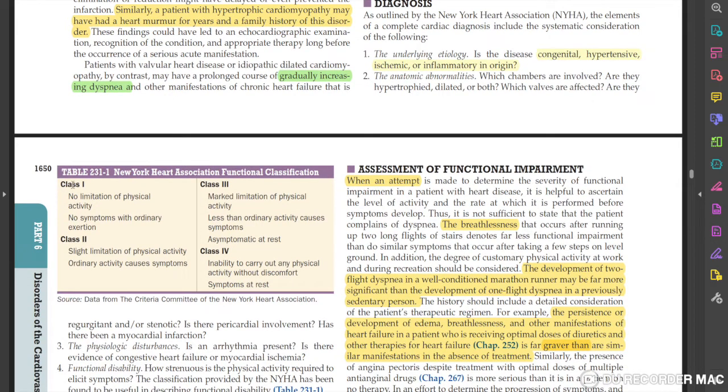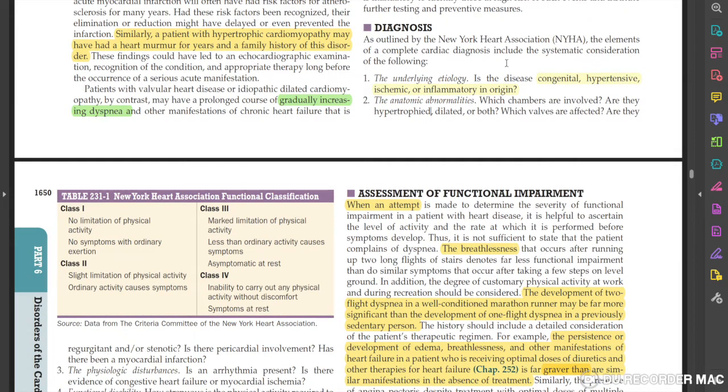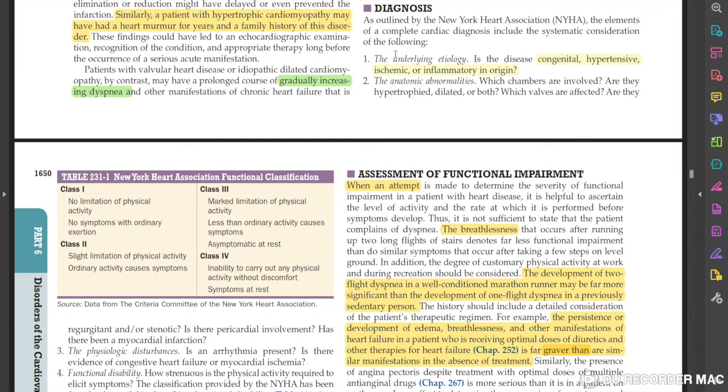Because almost everyone will remember the NYHA classification. But this NYHA classification is for the functional part. There are multiple parts of the NYHA, multiple elements in these NYHA guidelines. The first one is the underlying etiology. Etiology can be congenital, hypertensive, ischemic, or inflammatory.